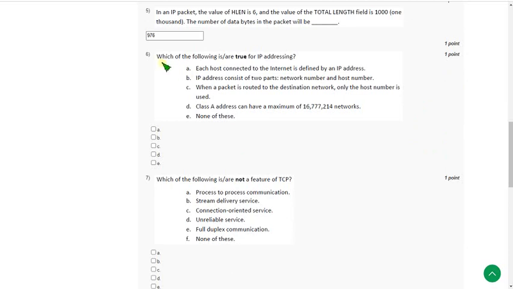And moving on to the sixth one, which of the following is true for IP addressing? So for sixth question, there are two answers. First of all, B is the correct answer. IP address consists of two parts, network number and host number. And A is also correct, but with small correction, a unique IP address. I think they have forgot to mention this term unique, because each host connected to the internet is defined by a unique IP address. Assuming that unique is present here, we can mark option A correct. So the probable answers are option A and option B.